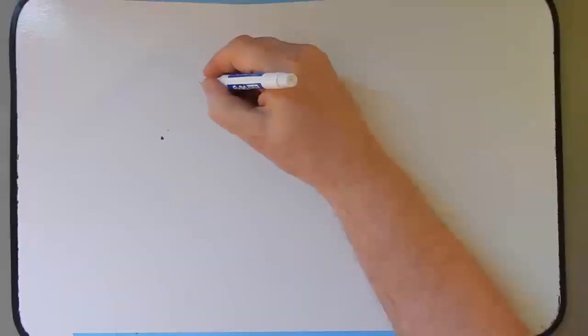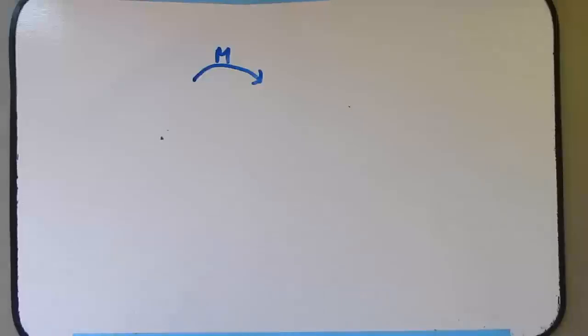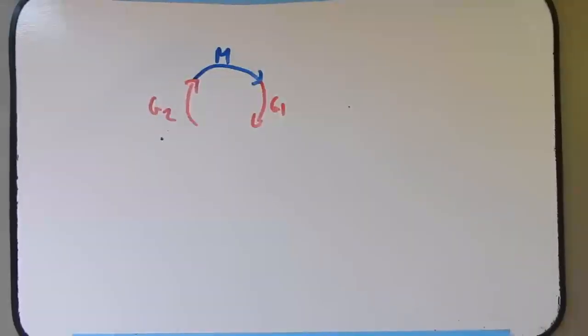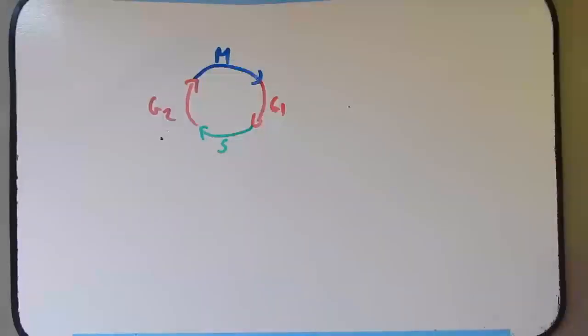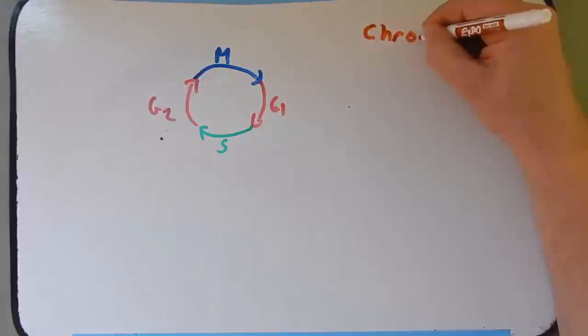I accidentally erased the cell cycle, so I'm going to draw it again here, with our M phase, our G1, our G2, and then our S phase. Now in the last whiteboard, I talked about the chromosome and how we were going to talk about the chromosome as it's being copied and segregated. But I want to say a couple more things about chromosomes before we move forward.